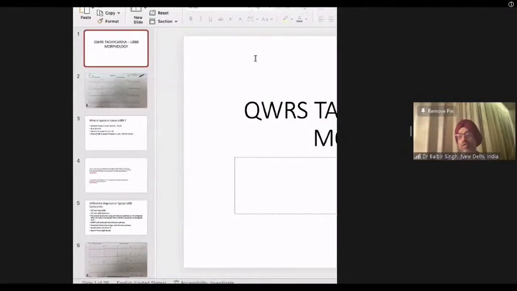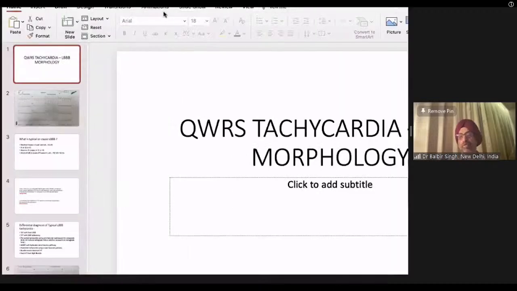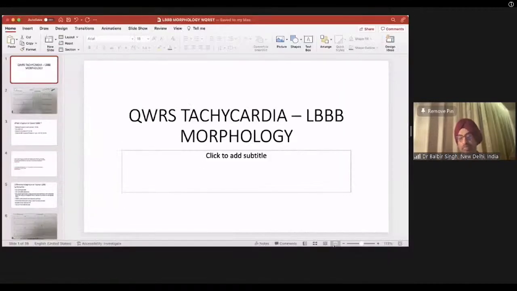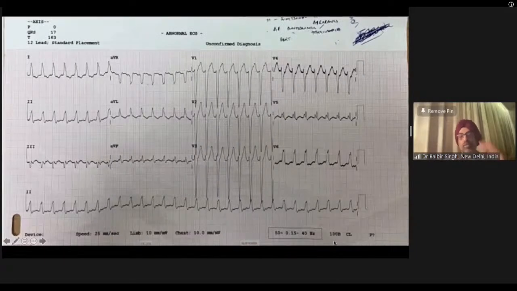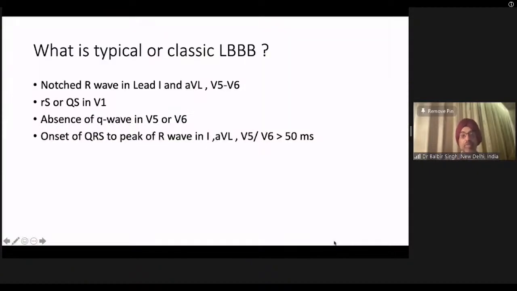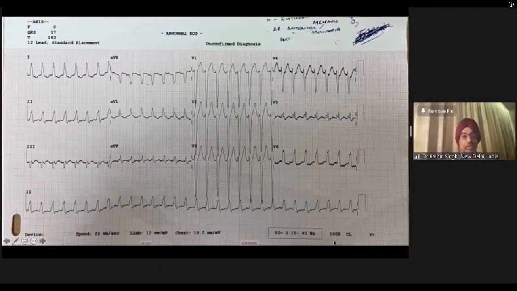Okay, we just saw a right bundle branch block morphology tachycardia. Let's go to an LBB morphology. This is a patient who has multiple episodes, and this is what is recorded during the episodes. We can clearly see it is a left bundle branch block morphology tachycardia. The question is, is it typical left bundle branch block or atypical? That's the first thing. So my question, which I'm posing to the audience, is: is this VT or no VT? Yes or no?